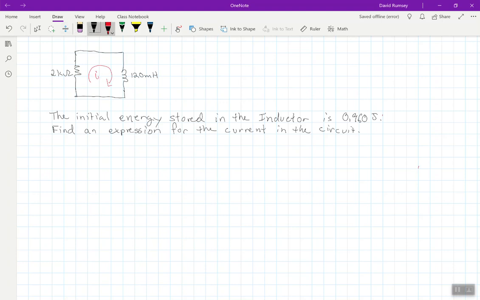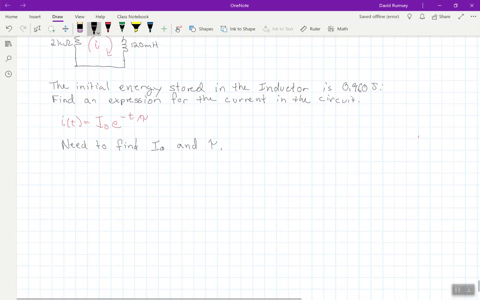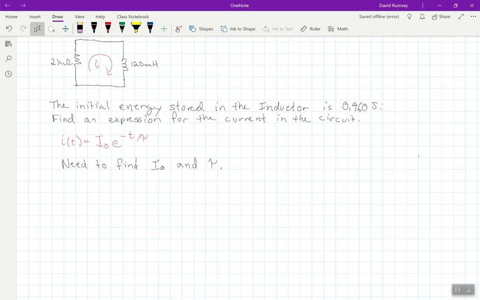Okay, so how do we go about doing this? Well, the first thing we really want to do is just remember the formula for this current from the previous lesson, which is I0 e to the negative t over tau. So there's really just two things we need to find here: I0 and tau. Once I find I0 and tau, I'll be done.